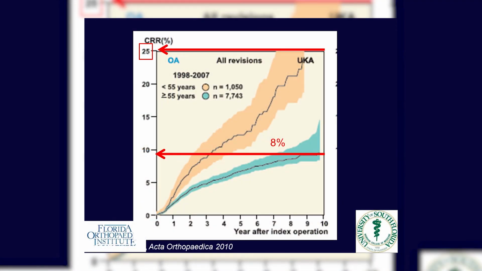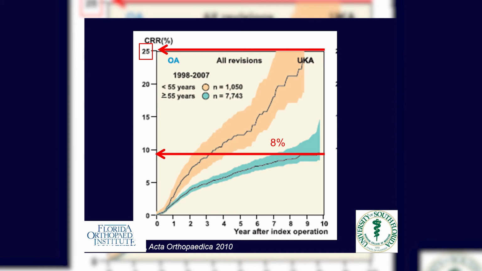When you look at Swedish registry data, total knee arthroplasty and partial knee arthroplasty survivorship, you'll note here with total knees, this is 2009 data, but in the beige area, the total knee revision rate in patients under the age of 55 at 10 years is approaching 8%. Pretty good survivorship in the young patient cohort. Unfortunately, when you look at that same beige area for partial knees, which represents the younger patient at 10 years, the chance for revision is approximately 25%.